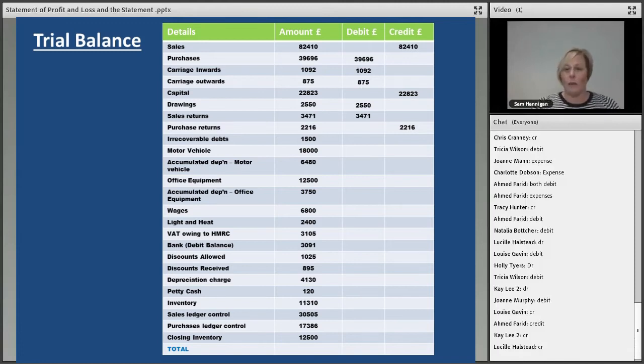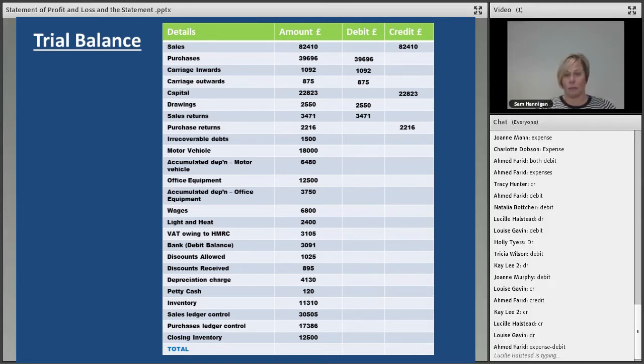Okay then, so an irrecoverable debt. An irrecoverable debt means that our customer cannot pay us. So we've sent out the sale, and they owe us the money. They cannot pay it. So what's going to happen to this? What does it turn into? Perfect. Well done, everybody. It turns into a debit entry because it is classed as an expense.